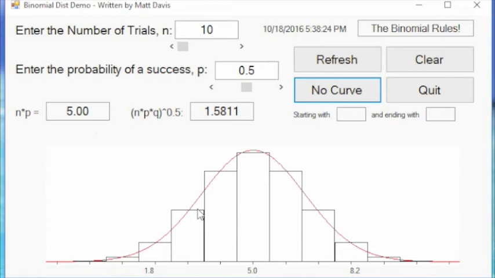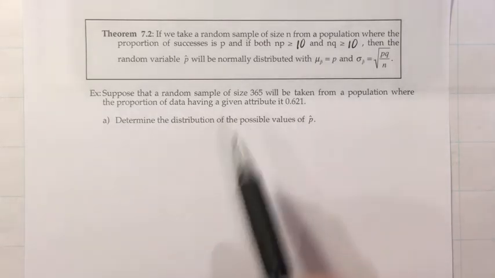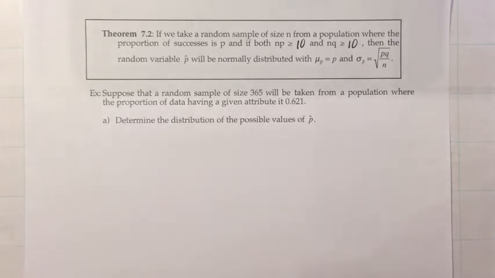Alright, so that gives you a little bit of sense of what's going on with how those numbers match up with graphs. Hopefully that was helpful, and now let's move on and see how we use all this in an example. Based on what we just saw in that tech demo, it does seem like Theorem 7.2 does hold up. Now I want to show you an example of how we would use that in homework. So let's read the example.